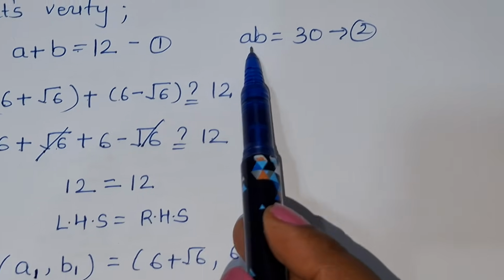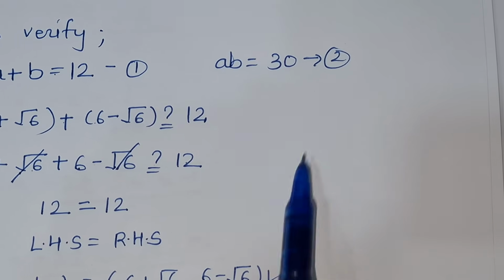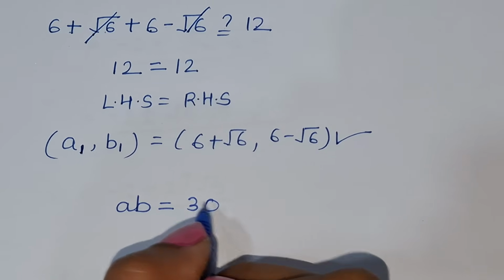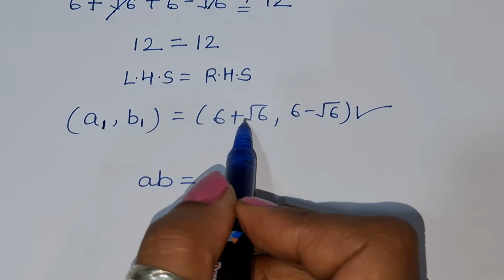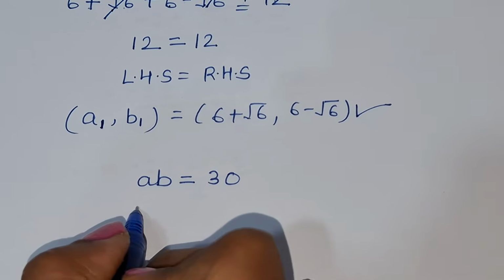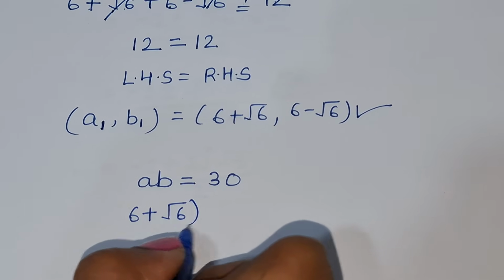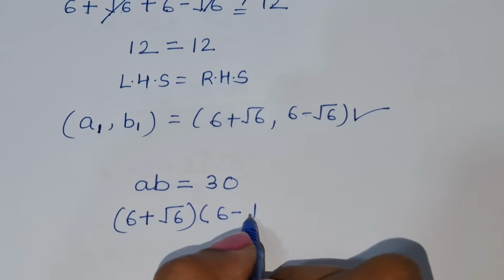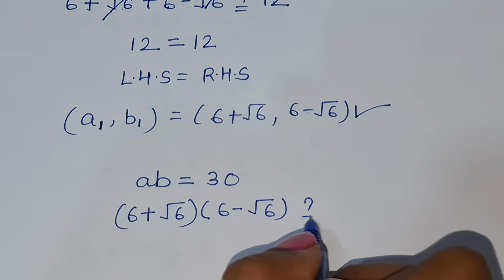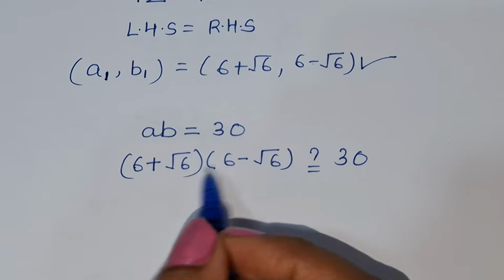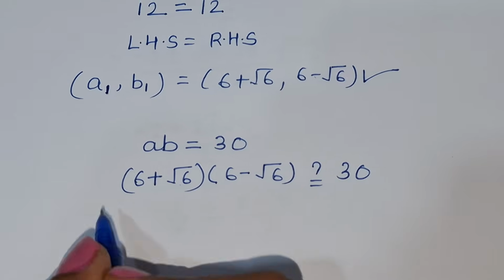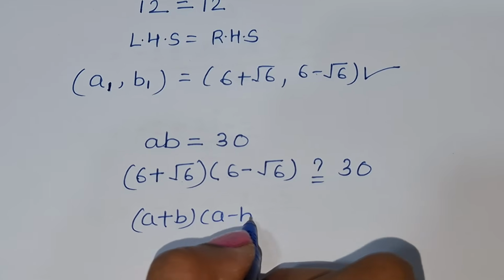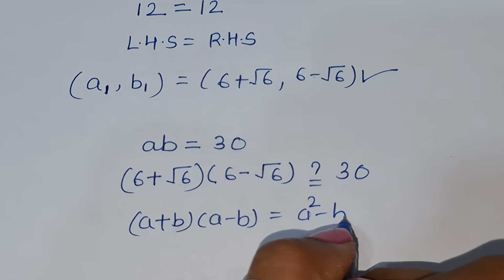Now we are verifying equation 2, that is ab equal to 30, right? So here ab is equal to 30. This is equation 2. Now we again substitute these values in this equation. So 6 plus square root of 6, and b is 6 minus square root of 6, and here question mark, 30. Now this is in the form of a plus b times a minus b, right? So we know the formula a plus b times a minus b is equal to a square minus b square.